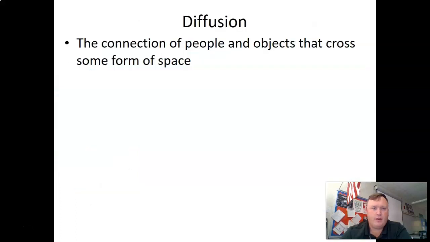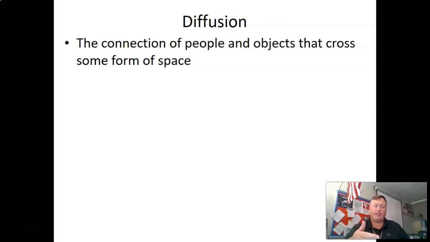All right. The next discussion with this comes with diffusion. Diffusion by definition is the connection of people and objects that cross some form of space. So what connection do people have? I noticed a lot of people in your country infographics made a comment about the sports, especially where soccer or football is the popular sport of that country. It's a popular sport in many countries. That is because of diffusion.